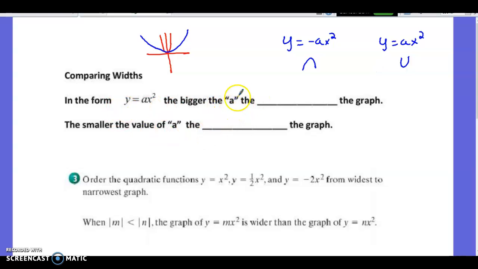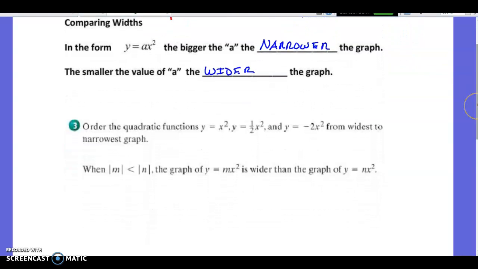So the bigger the number is for a, the narrower the graph is going to be. So narrower, meaning it's going to be skinnier, it's going to climb faster. And the smaller the value of a, the wider it's going to be. So if you're comparing numbers, you can tell, based on the a's, whether it's going to be narrower or wider based on those numbers. So again, the negative out front, this example right here is we're ordering them in order from your widest to narrowest.